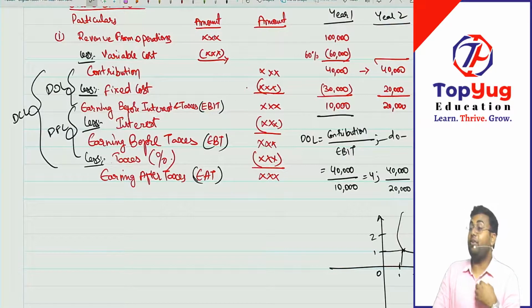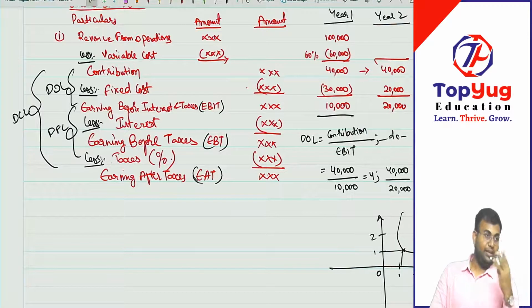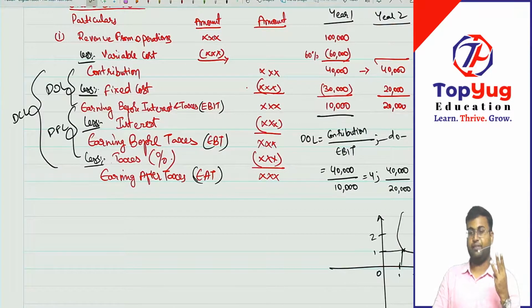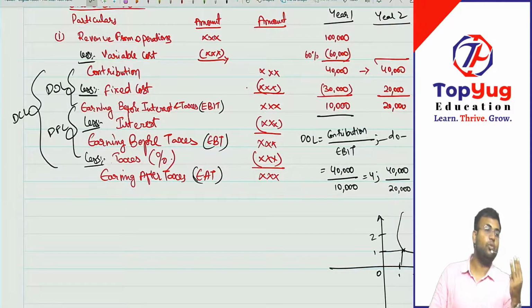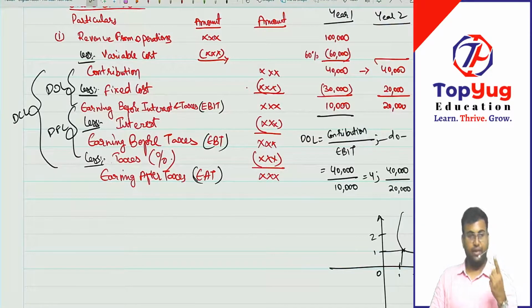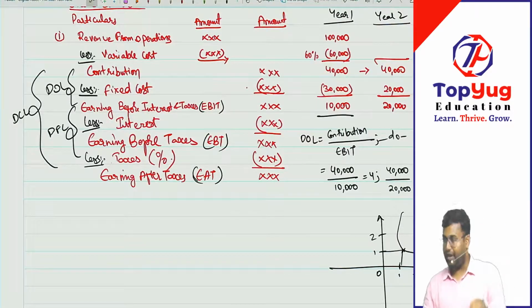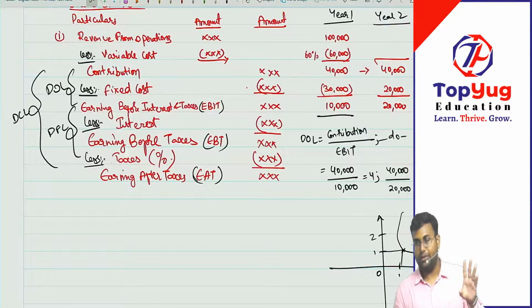Which dividend? Equity or preference? There are 3 forms of capital: debt, preference, equity. Sir, are these the only 3 forms of capital? No. But for our curriculum, we are learning only 3 forms of capital: debt, preference, equity. Debt cost is interest. Accounted, matter closed.